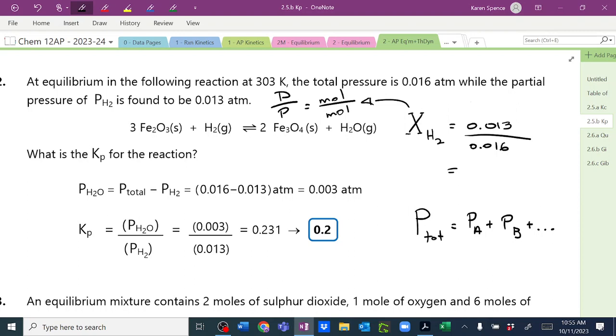Don't get too worried about KP. It's usually in the context of AP. It's really easy, right? It's like, oh, here's some partial pressures. Throw them into the formula. Okay? So don't get too wound up about it.